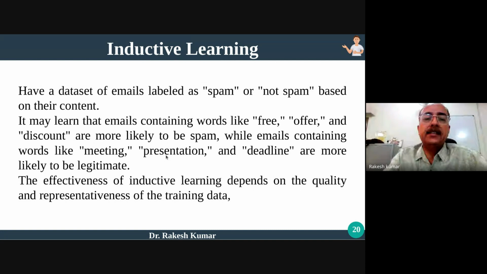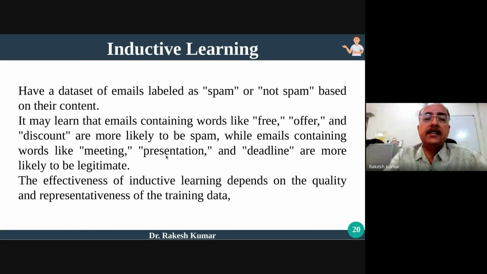Right. So how is the system able to identify that this is a spam mail or not a spam mail? There also artificial intelligence techniques are used. We have a data set of emails labeled as spam or not spam based on their content. To train the machine, first of all, the data set is provided. I am giving it thousands of mails which are spam and those which are not spam. By analyzing them, it will try to identify the patterns in them.